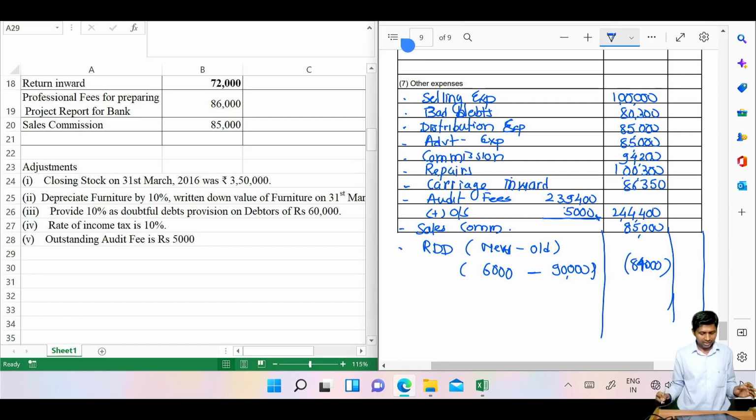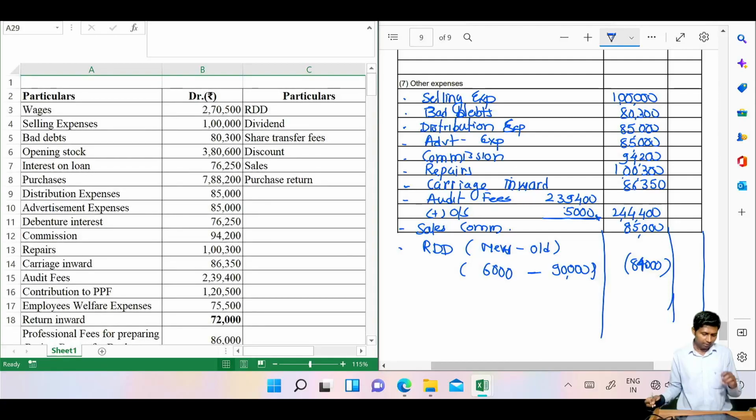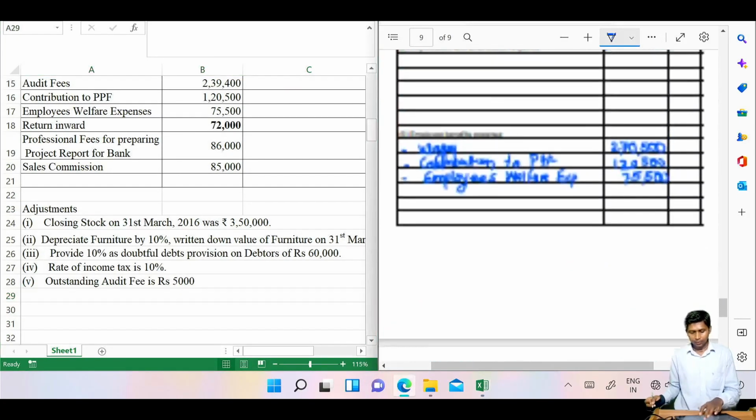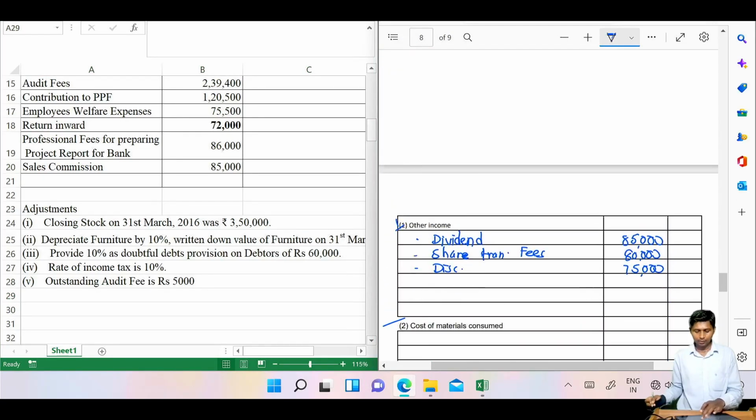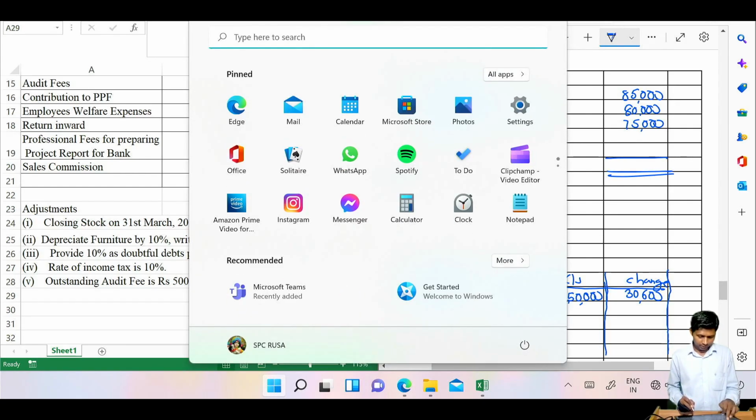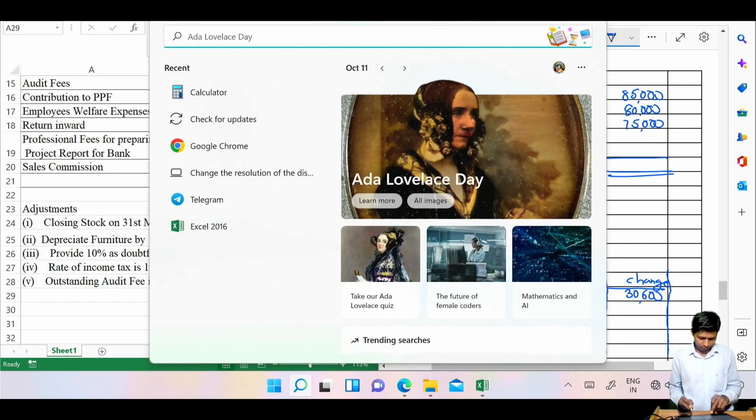All the adjustments except income tax calculation, and that effect we have done. Next, what? We have completed the trial balance and adjustments. Now finally, close the notes as well as calculate the profit. Close the notes. You can do the calculation. Where is my calculator?